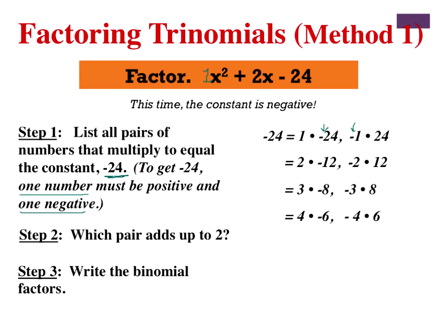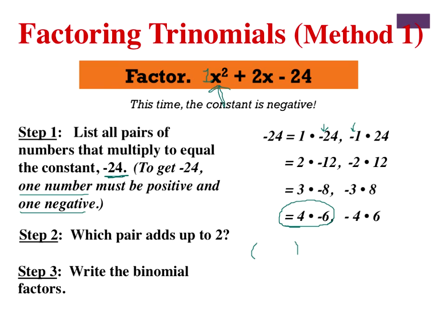So I said 1 times 24 is 24, but one of them can be negative each time. 2 times negative 12 or negative 12 times 2. 3 times negative 8 or negative 3 times 8, and 4 times negative 6 or negative 4 times 6. And which pairs of numbers add up to a positive 2? That's what we're looking for. Okay, well the pairs of numbers that add up to that positive 2 are 4 and a negative 6.